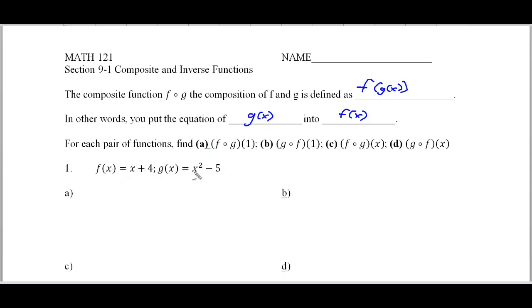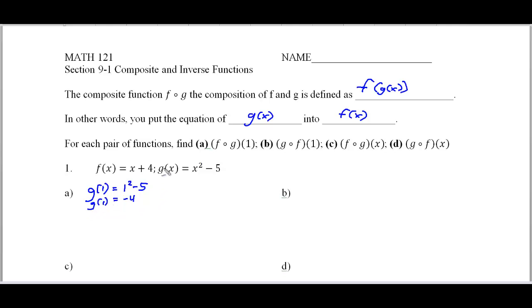I've got f of x equals x plus 4 and g of x equals x squared minus 5. Now I'm going to plug 1 in for my g. So I'm going to take g of x, and plug 1 into the letter x, which is going to be 1 squared minus 5. 1 minus 5 is negative 4. So my g of 1 is equal to negative 4.